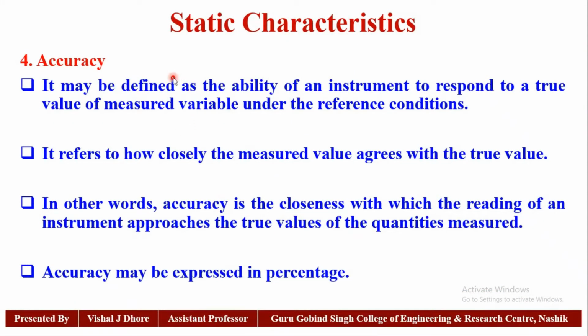The first characteristic is accuracy. It may be defined as the ability of an instrument to respond to the true value of the measured variable under the reference condition. It refers to how closely the measured value agrees with the true value. In other words, accuracy is the closeness with which the reading of an instrument approaches the true value of the quantity measured. Accuracy may be expressed in percentage.